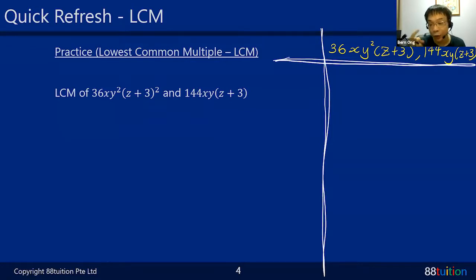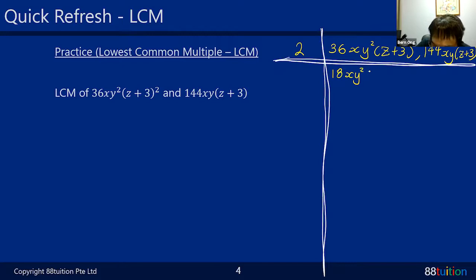Don't panic, don't panic. Usually for me, I will do the number first. But looking at the z plus 3 is very irritating. Never mind. Let's do the number first. 36 and 144, what is common? Common is a 2 lah. So you take out a 2 first. Must do this slowly. So 36 divided by 2 is what? 18.